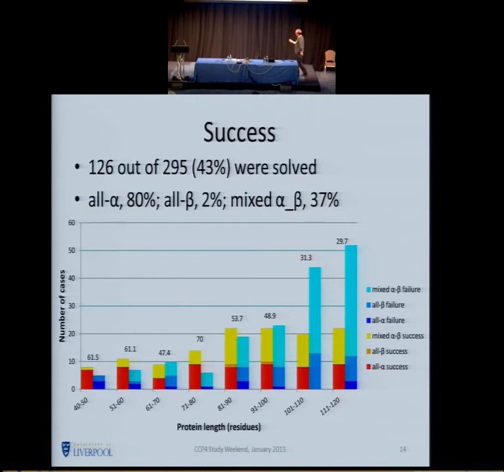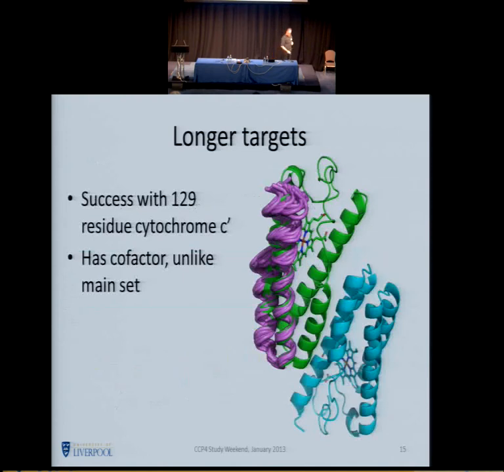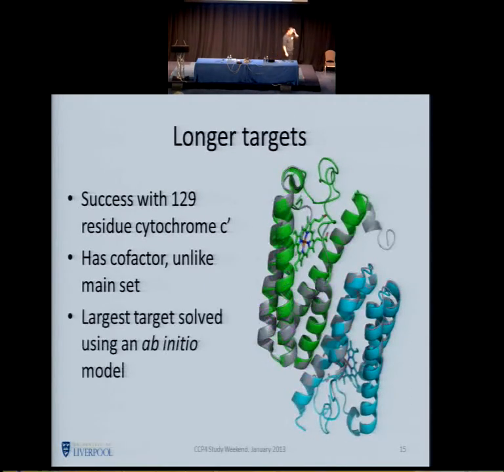But there's actually an interesting exception to that, in that even at the longer lengths here, we persist in getting success with those all alpha proteins. So although we haven't explored this extensively, we think that longer all alpha proteins should be accessible to this method. And we've actually just come across one. We've had success with this cytochrome here, which we believe to be the longest target yet solved using an ab initio model. So alpha helical proteins work especially well and may even go above that 120 residue threshold.